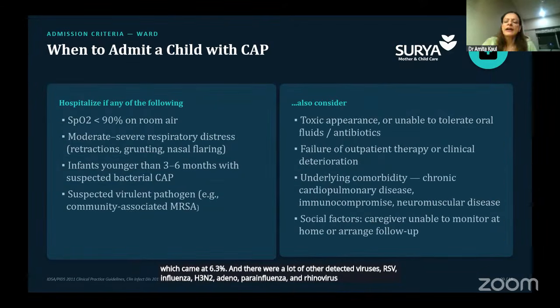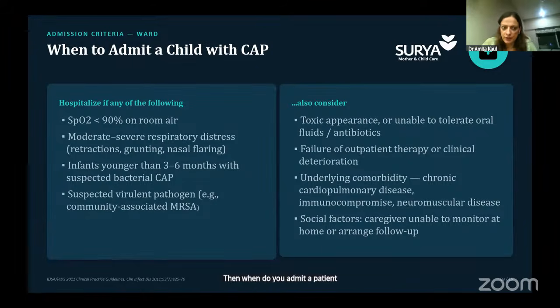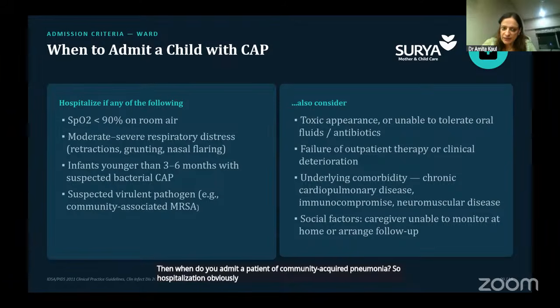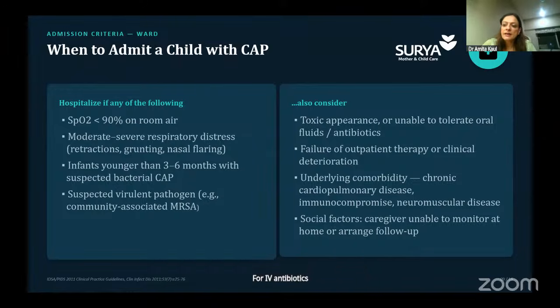Then when do you admit a patient of community acquired pneumonia? So hospitalization, obviously, if a child is desaturating, there are moderate to severe signs of respiratory distress. An infant, a 3 to 6 month old infant, it is always better to admit such smaller children for IV antibiotics, and where the clinical suspicion is towards a more virulent organism like an MRSA.